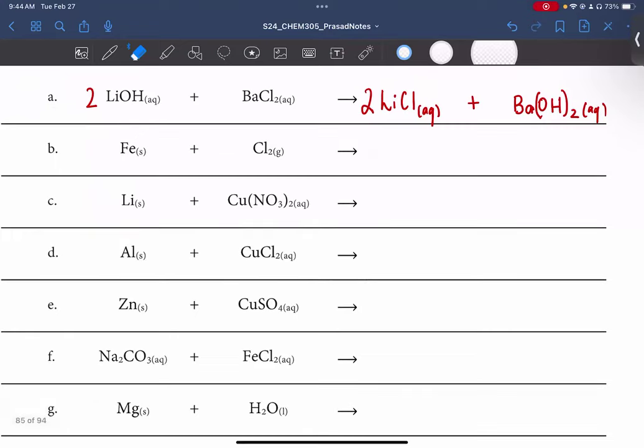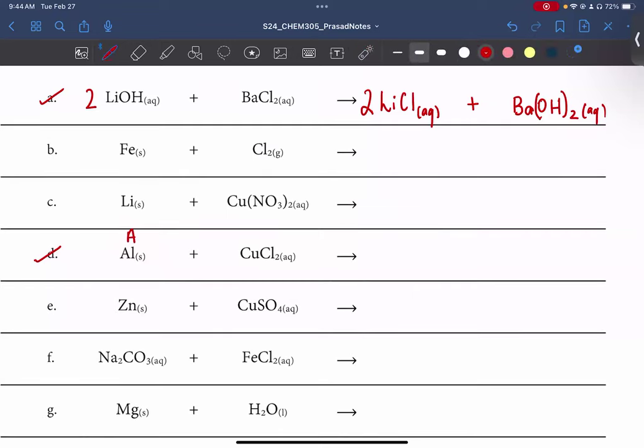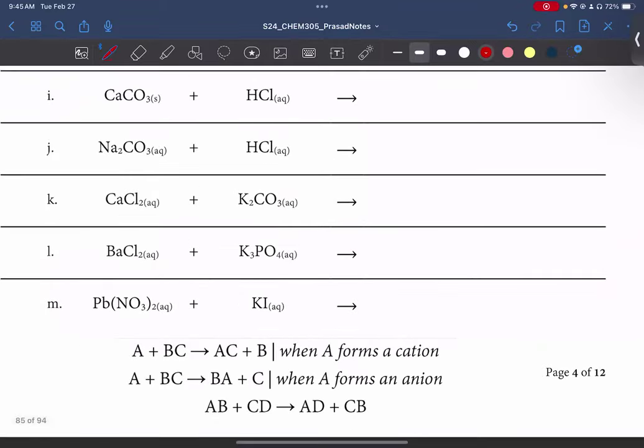Let's do D as in dog. Unlike A as in apple, one of the first things you should notice is that this does not follow the general AB plus CD thing we just had. Why? Because on the left-hand side, we do not have AB. In fact, we just have A. We have a single element. So this is more accurately A plus BC. This is one of those generic reactions provided. So again, scrolling down to the bottom.